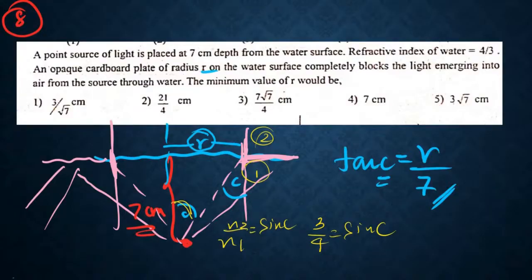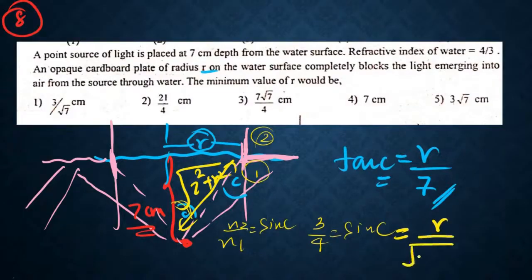So let's draw it like this. This hypotenuse value should be equal to the square root of 7 squared plus r squared, right? So let's write the sin c value. Sin c from this triangle is r over this value, right? r over root of 7 squared plus r squared, right? That should be equal to 3 over 4. So then we do the calculation. Let's square the entire equation.